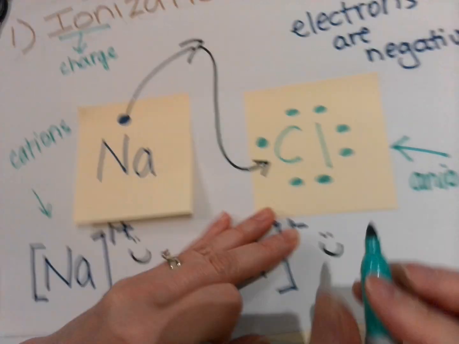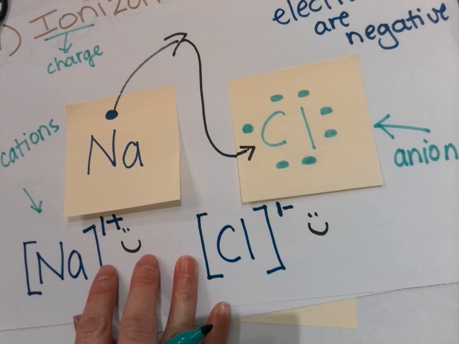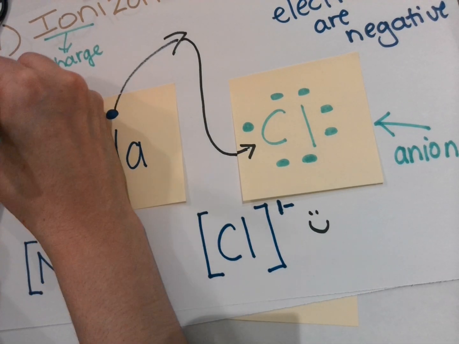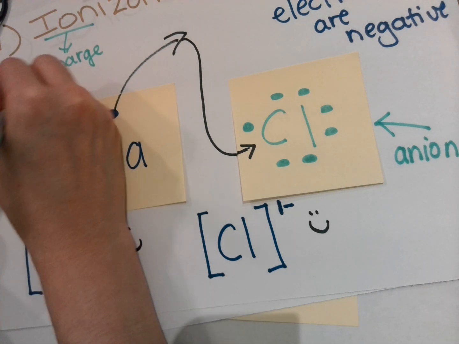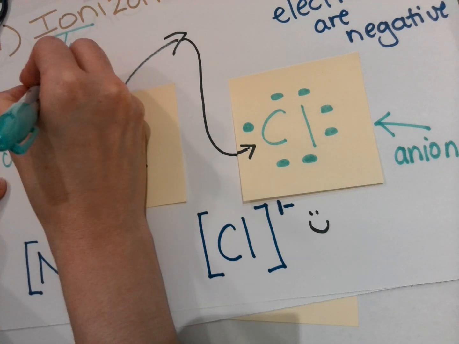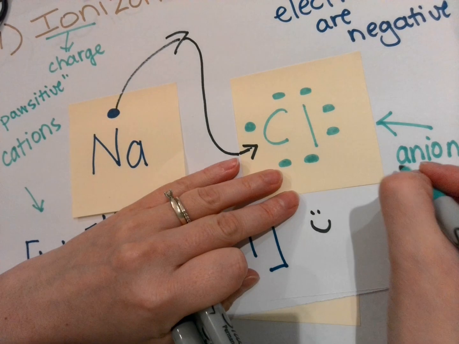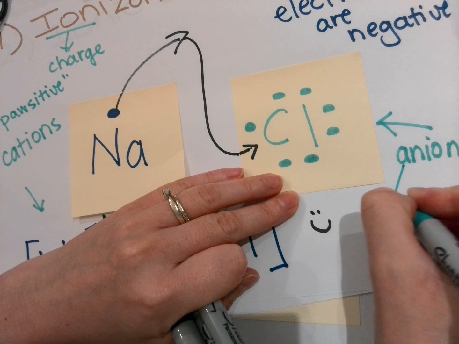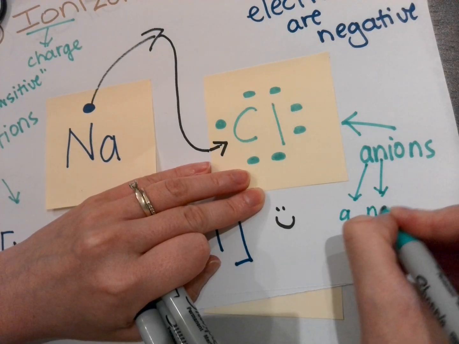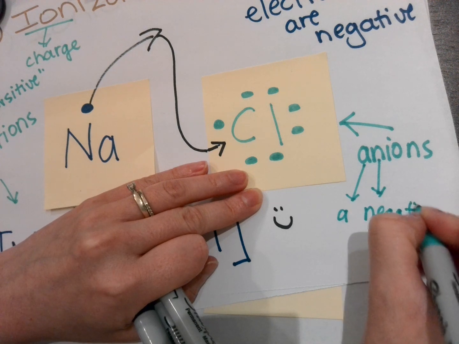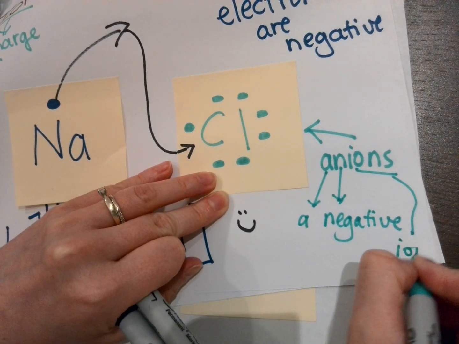And I have a really bad chemistry joke for you. Cations, if you ever forget which one is positive and which one is negative, cats have paws, so cations are positive. And I don't have a really bad chemistry joke for this one, but anions, you can think of A for A, N for negative, and ions just for an ion.